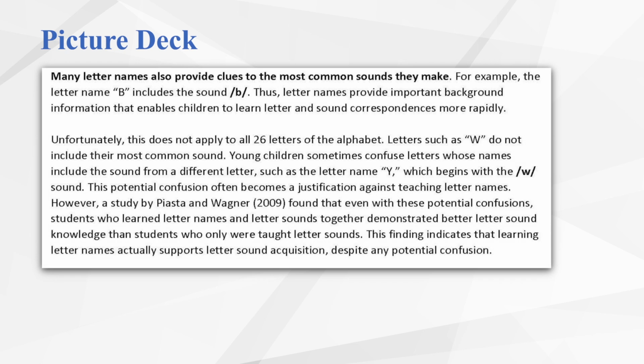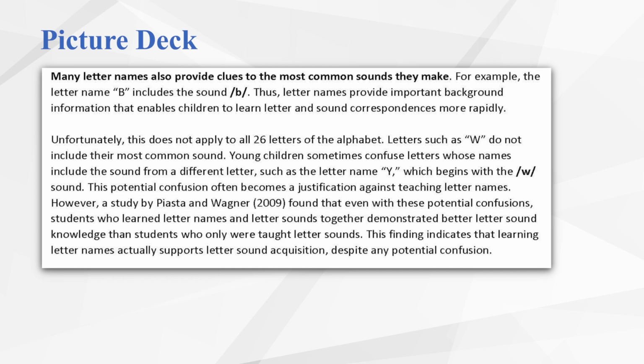Many letter names clue us into the sound that the letter produces. For example, by saying the name of the letter B, it supports our retrieval of the sound of that letter, B. Similarly, the letter T supports T, and D supports D.